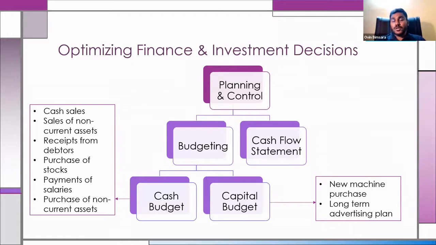As well as we can record the future. So in order to optimize the finance and investment decisions, we need to have a better planning and control mechanism in the business. For that, we need to have two tools, budgeting and cash flow statement. In terms of budgeting, we can have two types, the cash budget, the payments and the receipts, and the capital budget, the decisions related to investments. And this is about financing and investment decisions.